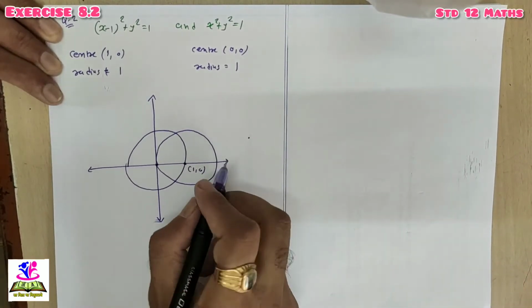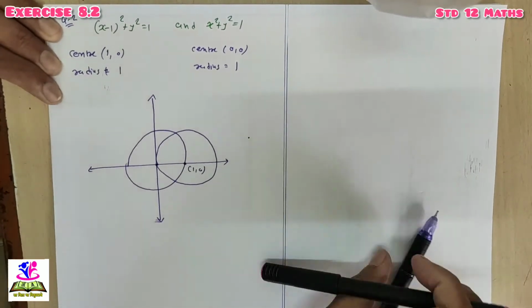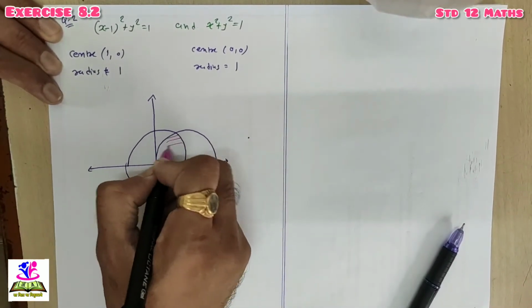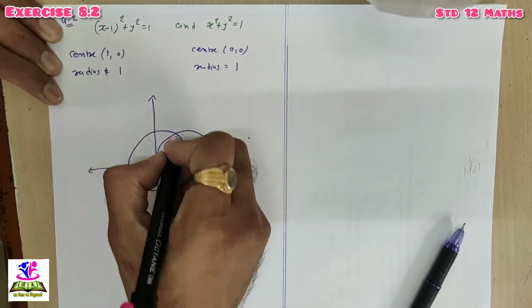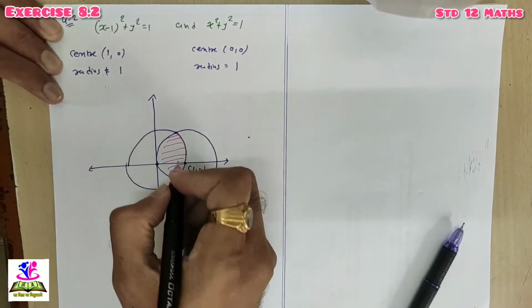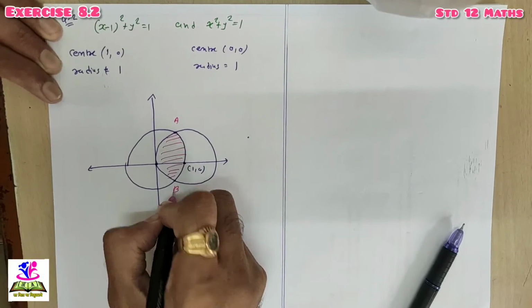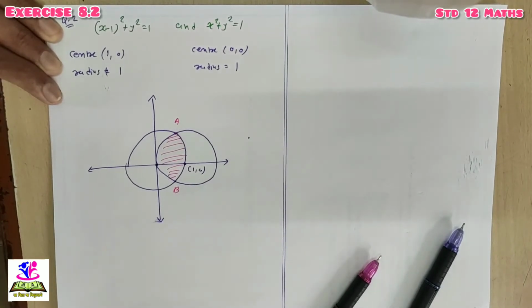Done. So two circles are there and we have to find the area bounded by these two circles. That means this area. And these are the intersection points of these two curves. Suppose this is point A and this is point B. Two circles are there. Done.